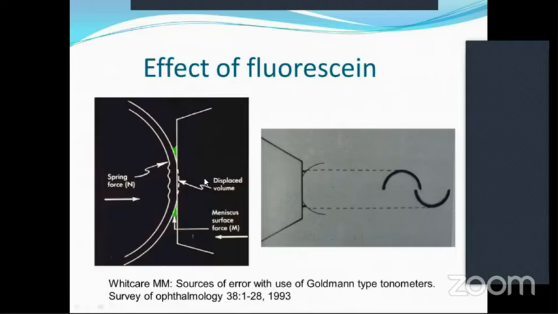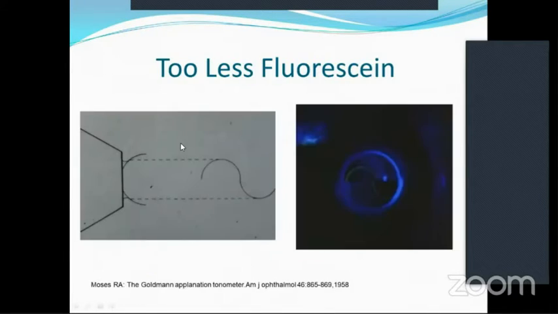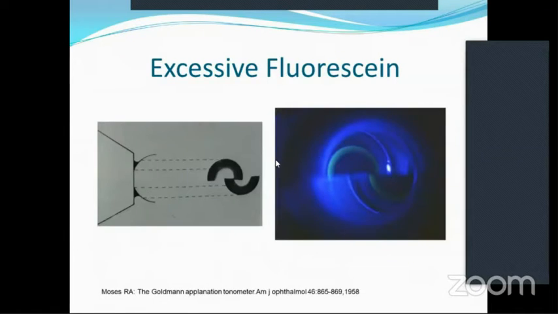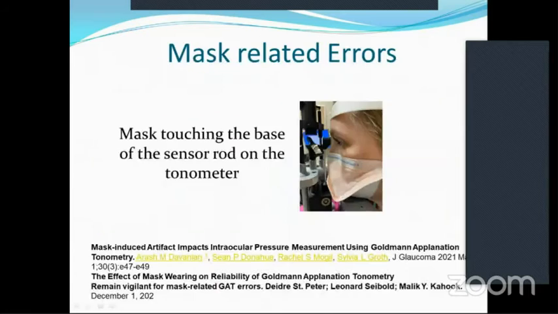Fluorescent precorneal tear film helps in observing the border between the tonometer corneal contact and the precorneal tear film. In cases where fluorescence is too little, the apex of this meniscus is not visible properly, and this leads to underestimation of IOP. While in cases of excessive fluorescence, mires are too wide, thus causing overestimation of IOP.